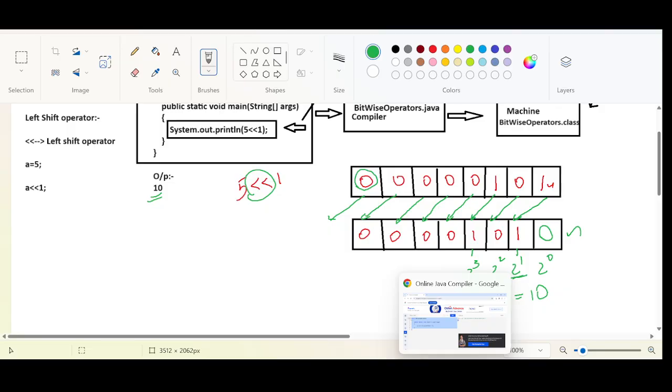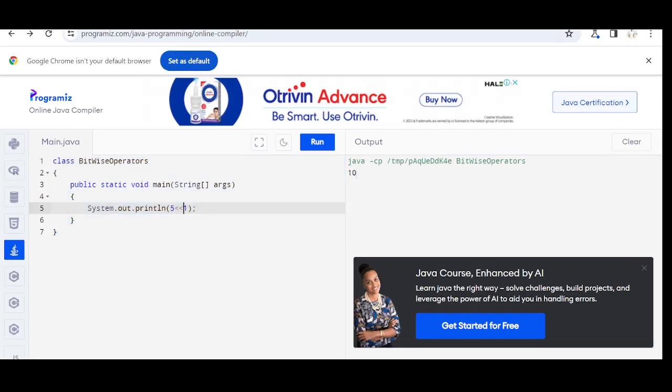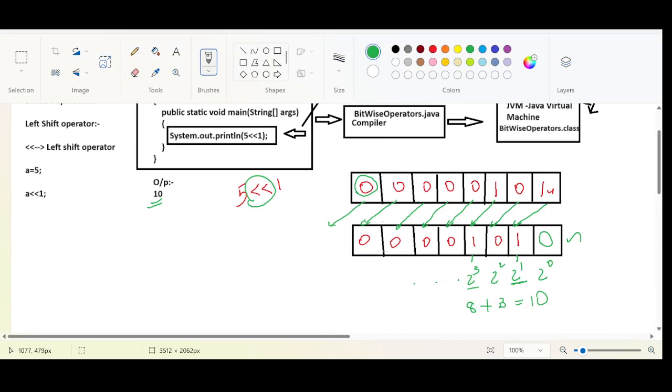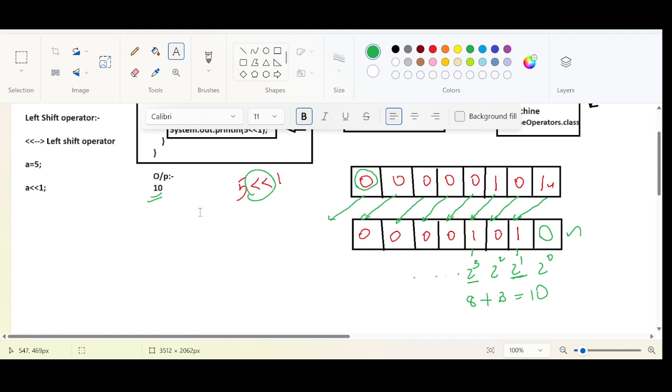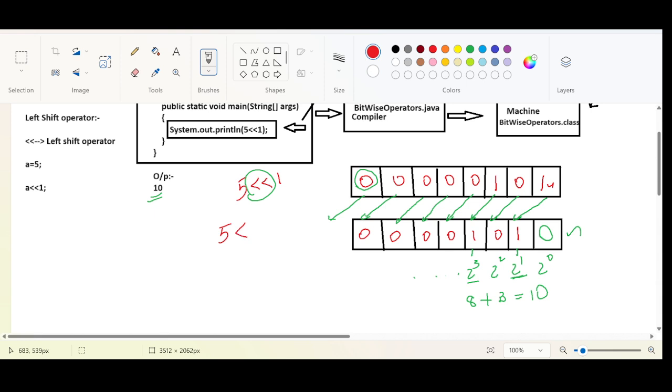Right? So this is what the JVM is doing. When you do left shift of 1, the output is 10. So this is how the internal things are happening. By looking at this, I can come to one conclusion. If you left shift any number by 1, the number is getting doubled. Can I come to the conclusion? When I say 5 left shift of 1, the answer is becoming double, isn't it? The answer is becoming 5 into 2, which is 10.